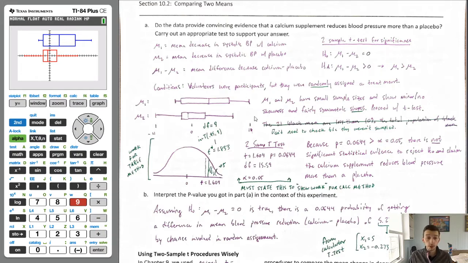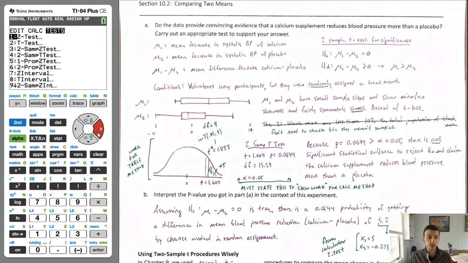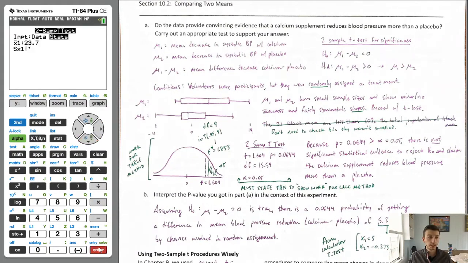So moving forward, we run our test. So there's kind of two different ways you can do this. And if you check the green work here, I have the table method and the work for this. And then I also have the calculator method here, which is what I'm going to show with this example. So I go to stat, I go to test. Now I'm doing a 2-sample t-test. Not an interval, a test, because I'm doing a hypothesis test.